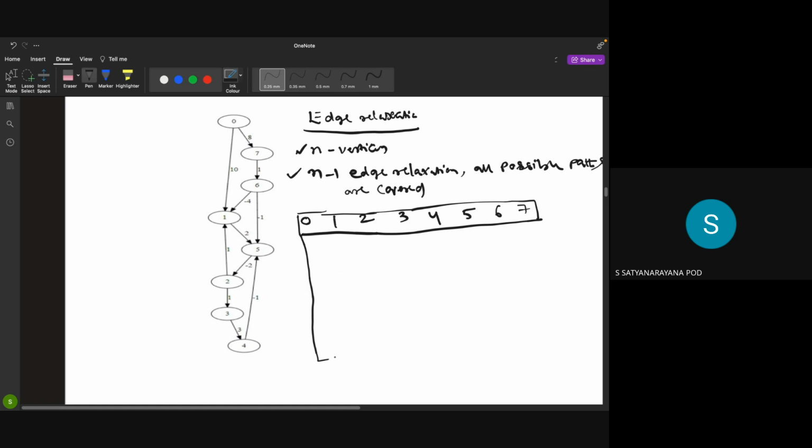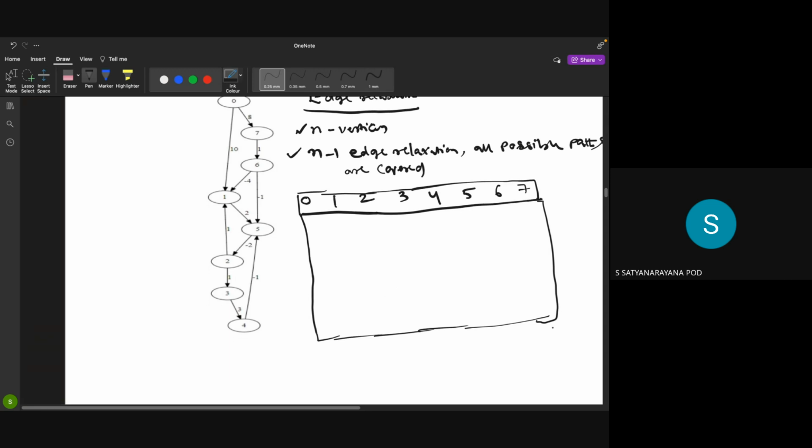Here, how many edges are there? That is where we do the edge relaxation. Let me write the edges too, because edges are more important. The first edge is 0 to 1. Another edge is 0 to 7, another is 1 to 5, another is 2 to 1.